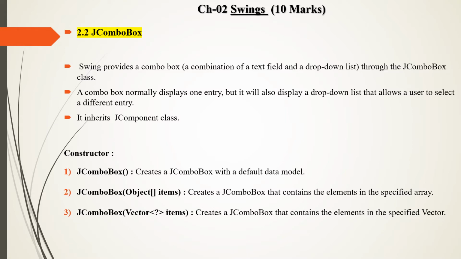The next constructor of JComboBox has one parameter, that is a vector object. It creates a JComboBox that contains the elements in the specified vector. In Java we see one concept, vector, which is similar to an array. An array is a collection of similar data types, and in a vector we can save different data types. So in JComboBox we can also pass the object of the vector class.